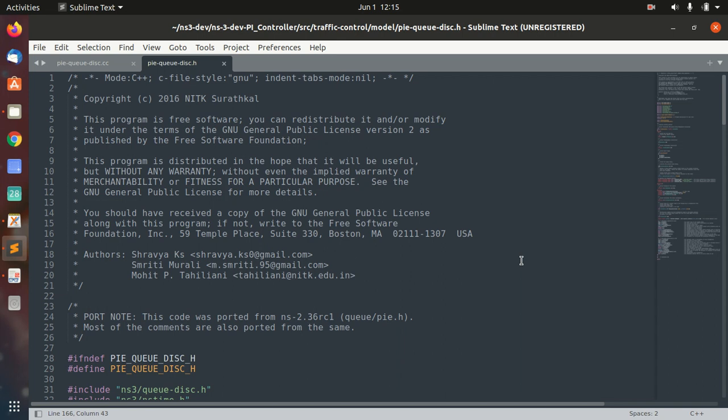It works on the concept of queue delay, the in-queue time, and it adopts the PI controller concept to control the latency.